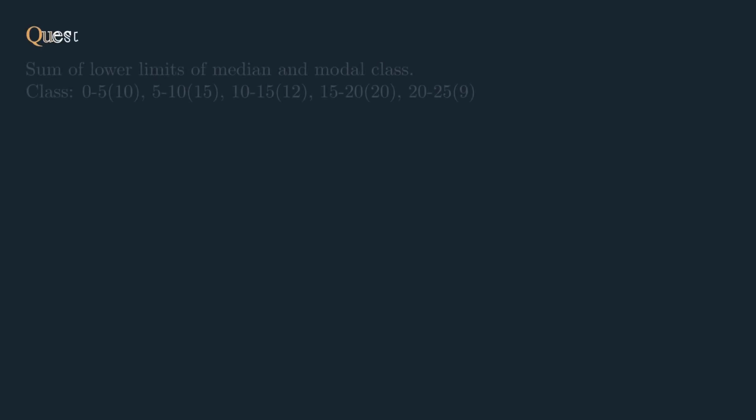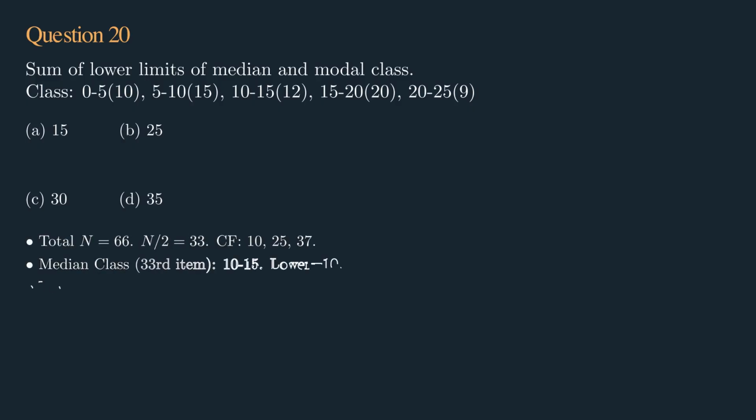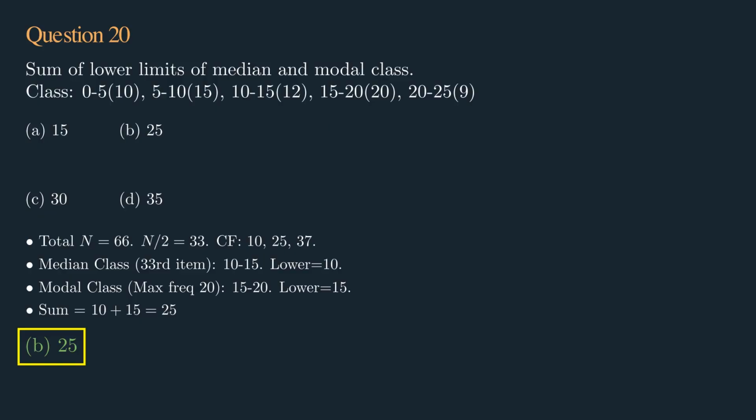Question 20. Find the sum of lower limits of the median class and modal class for the given distribution. Here are the options. The total frequency is 66. The median class corresponds to the cumulative frequency greater than 33, which is 10 to 15. Its lower limit is 10. The modal class has the highest frequency 20, which is 15 to 20. Its lower limit is 15. The sum is 25. The correct option is B, 25.